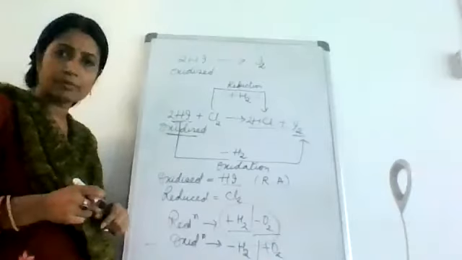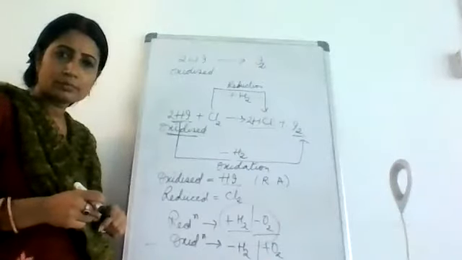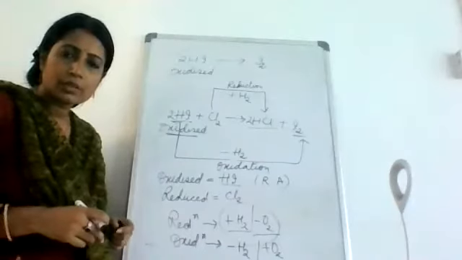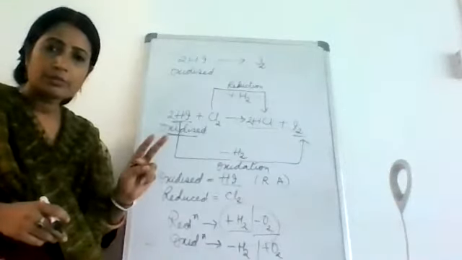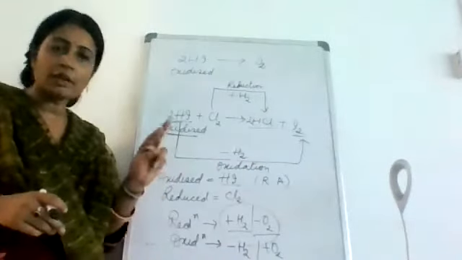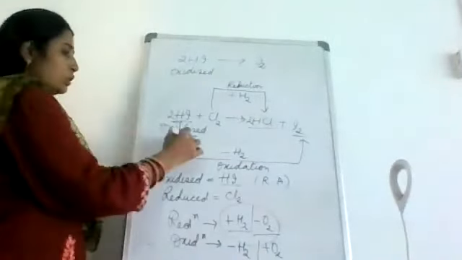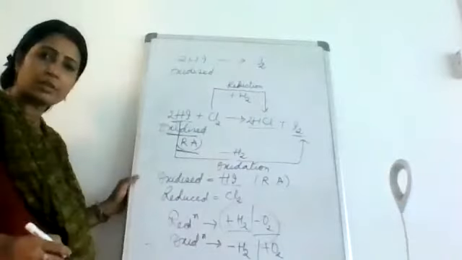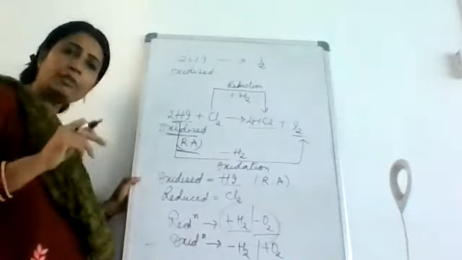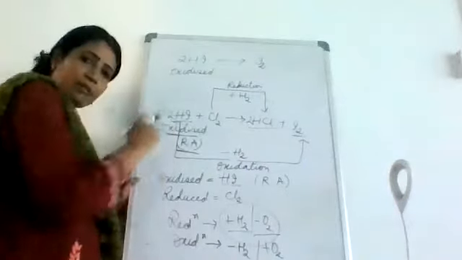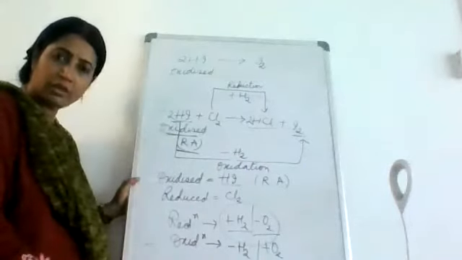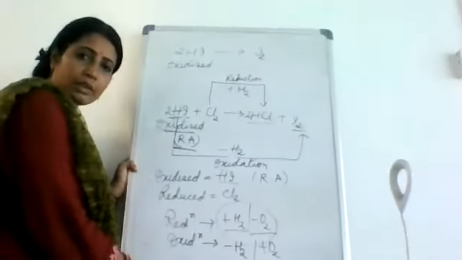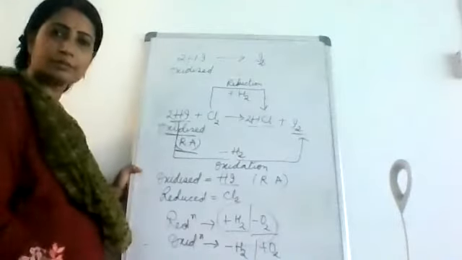How does it behave? It behaves like which agent? There are two types of agent, oxidizing agent and reducing agent. So this is going to behave like a reducing agent. Now why are we saying that this is going to behave like a reducing agent?